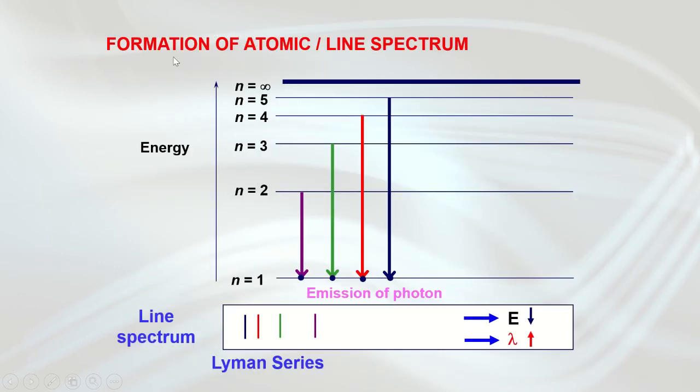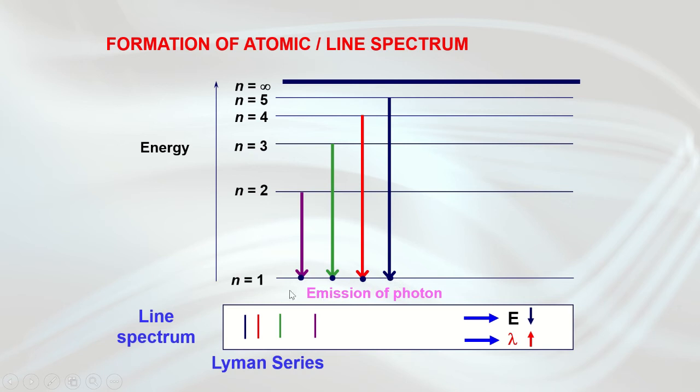So if you would like to combine them, use the energy level diagram to describe the formation of the line spectrum. For example, this is the Lyman series because we can see that the electron falls back to n equal to 1. That means the ground state of this series is n equal to 1, so it belongs to the Lyman series. The first line belongs to when the electron falls from n equal to 2 to n equal to 1. This is the second line, from n equal to 3 to n equal to 1. The third line is from n equal to 4 to n equal to 1. And the fourth line is from n equal to 5 to n equal to 1.